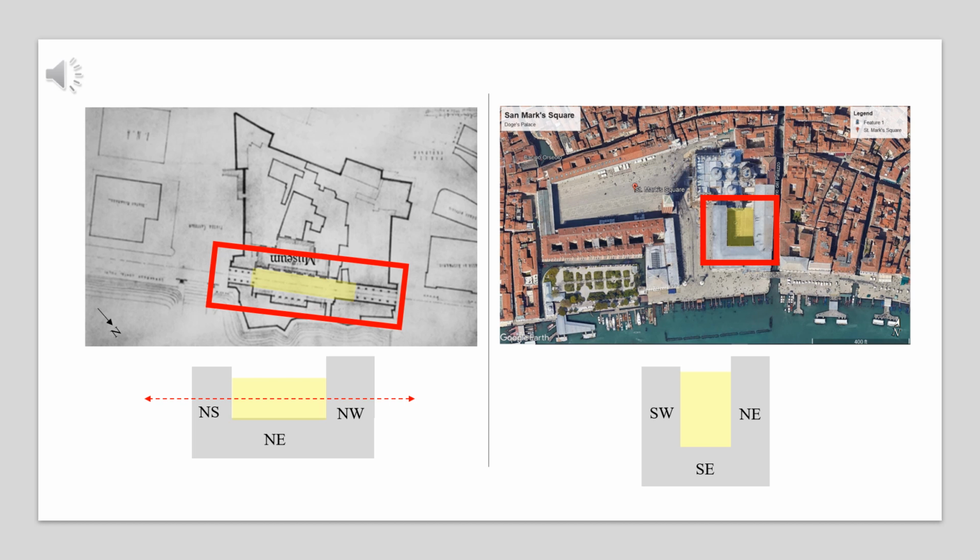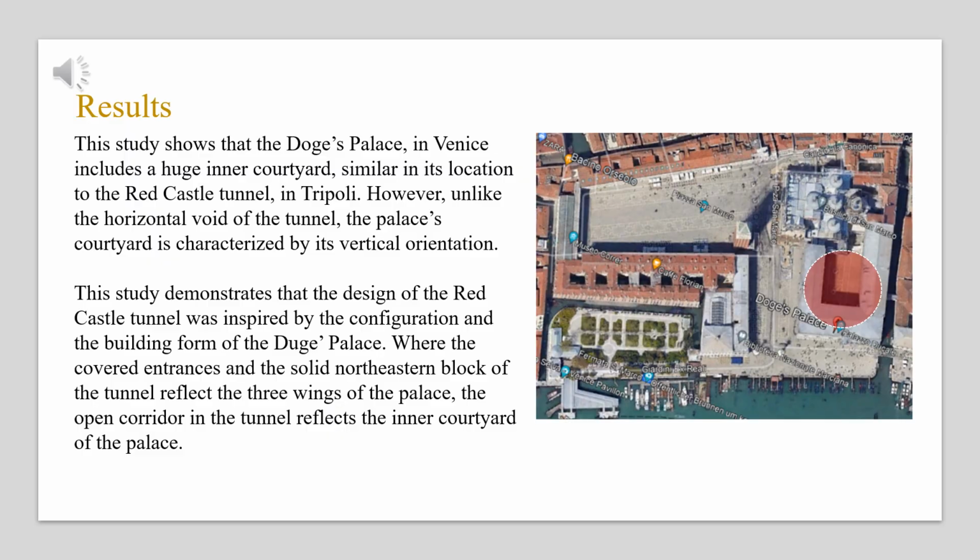Since the northeastern part of the Red Castle Tunnel was left as a covered solid mass as well, it reflects the southeastern wing of the Doge's Palace. Results. The study shows that the Doge's Palace in Venice includes a huge inner courtyard similar in its location to the Red Castle Tunnel in Tripoli. However, unlike the horizontal void of the tunnel, the palace's courtyard is characterized by its vertical orientation. This difference between the alignment of the two open spaces supports that the construction of the tunnel was due to the need to connect the two sections of the coastal road within the castle.